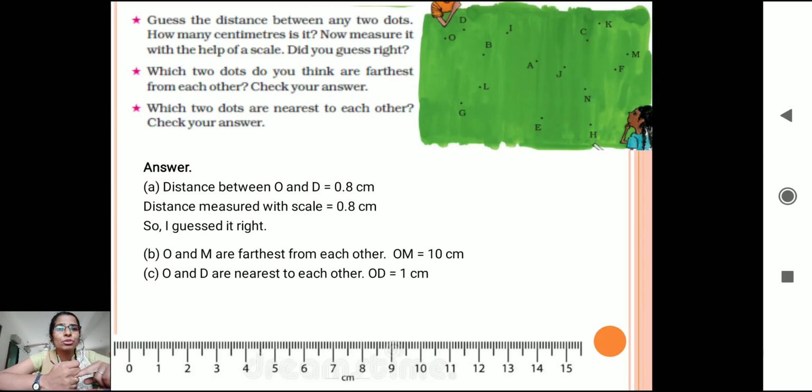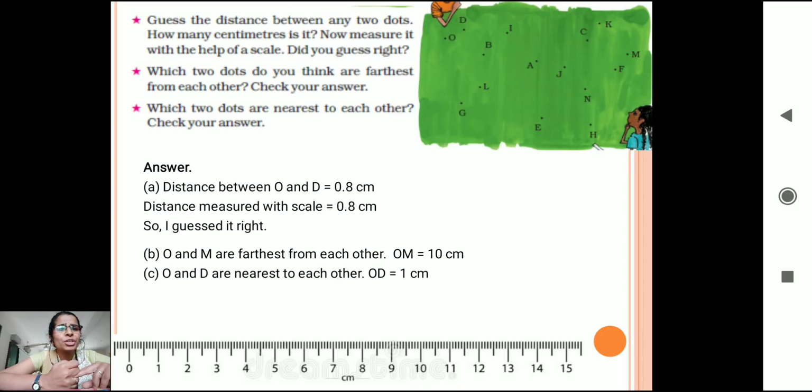Because here they have asked the first question: guess the distance between any two dots, how many centimeter it is. Now measure it with the help of the scale. Did you guess it? Like O and D is 0.8 centimeter. It is so near. I would have guessed 1 centimeter also. But when I measured with the scale, it was 0.8 centimeter. So I guessed it right. And now O and M are farthest from each other. When I measured all these, I got that O and M is 10 centimeter. See, if you find any other two dots also, it might be correct.